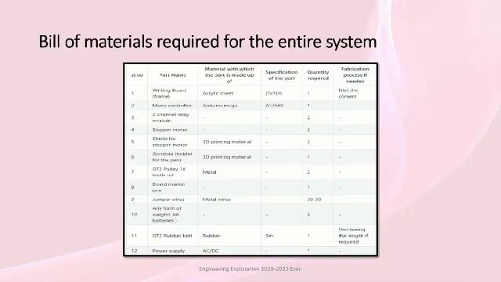Bill of materials required for the entire system. Our system requires 12 parts, namely writing board, microcontroller, 2-channel relay module, stepper motor, field for stepper motor, gondola, GT2 pulley, 16 teeth set, board marker pen, jumper wires, any form of weight, GT2 rubber belt and power supply. We can see here that we are using AA batteries in the form of weight.